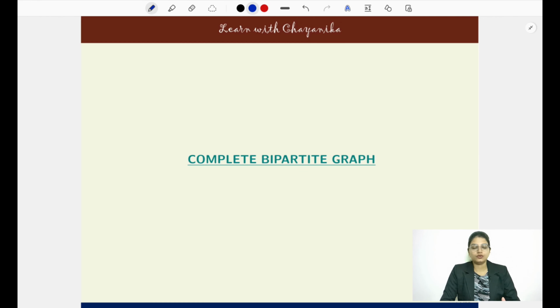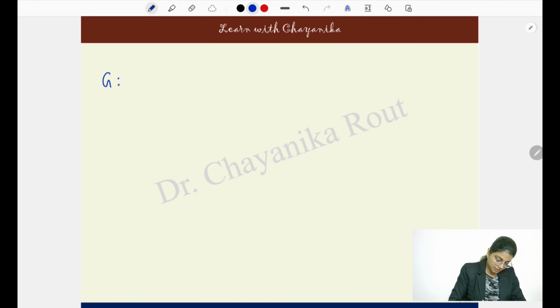Next we move to yet another important type of bipartite graph, which we call complete bipartite graph. Now the first important part of a complete bipartite graph is that it is not a complete graph. Although it has the word complete, it is not a complete graph, so don't get confused. So let's see a graph G.